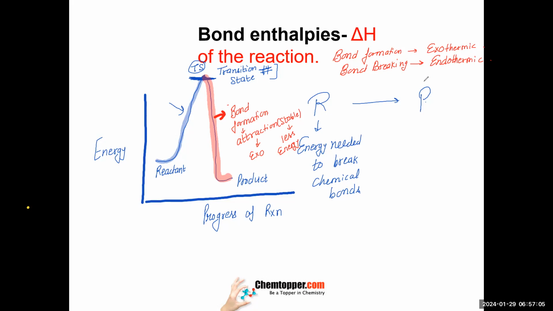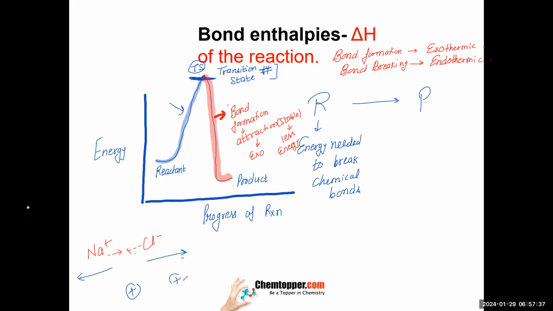Please don't make an error here. Bond formation means attraction making. Attraction making is always exothermic. Na plus coming closer to Cl minus, they are coming closer, is an exothermic process. Plus-minus attraction increasing. But if they are going away from each other, it is endothermic.